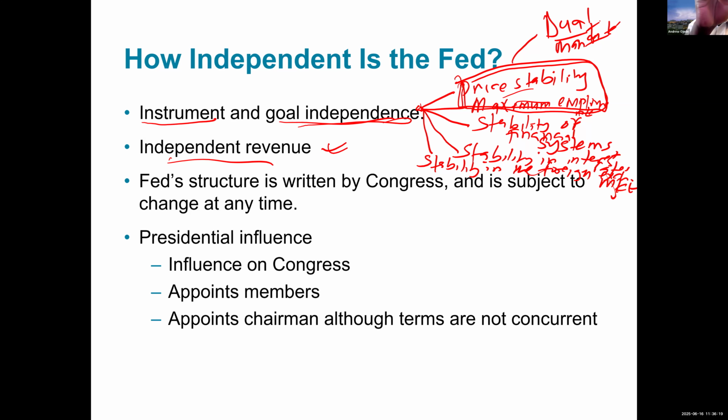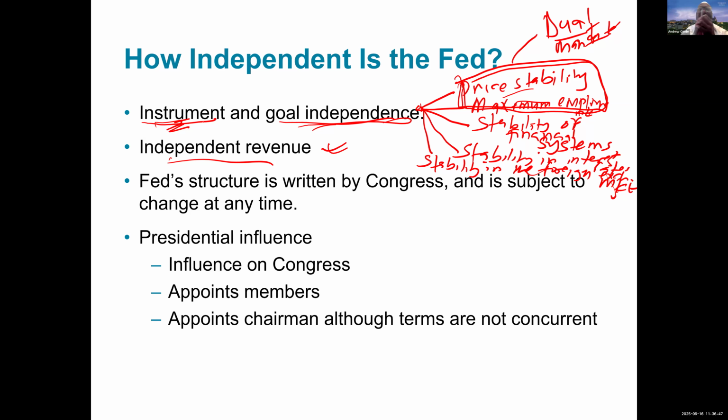Then there's what we call instrument independence. The goals are these broad goals of monetary policy. The instruments are the tactics that the Fed uses to achieve those broad goals, which I'm going to talk about later too. The Fed also needs to be independent from politicians. Politicians should not tell the Fed what they need to do to achieve these goals. So the Fed has both instrument and goal independence.